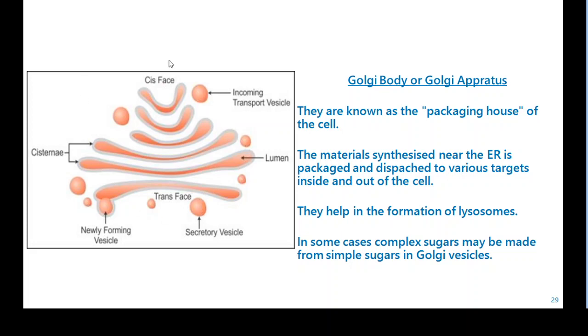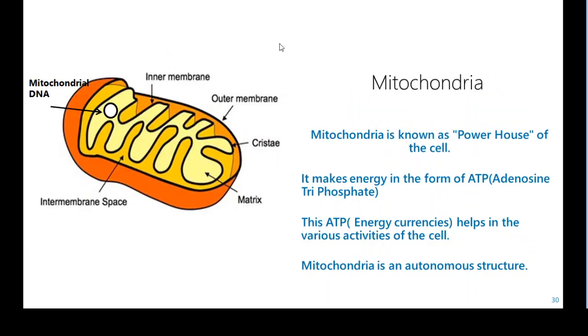So this was the Golgi body. The next important organelle which we will be studying is the mitochondria. Mitochondria is one of the most important cell organelles, as it is the powerhouse of the cell. A cell cannot last without mitochondria. Why? Because it produces energy, and this energy is produced in the form of ATP.